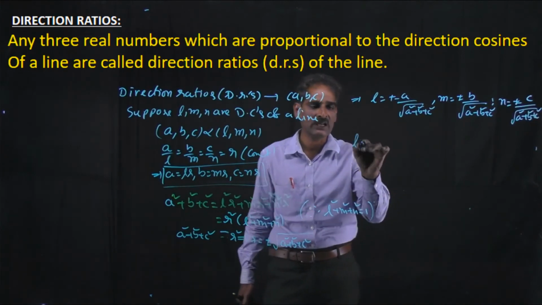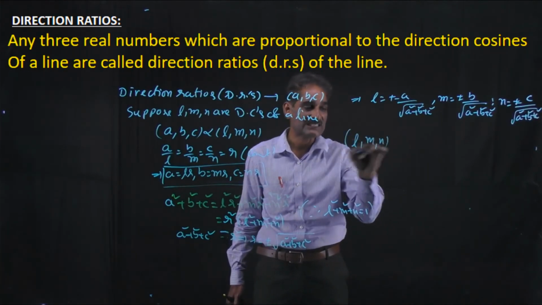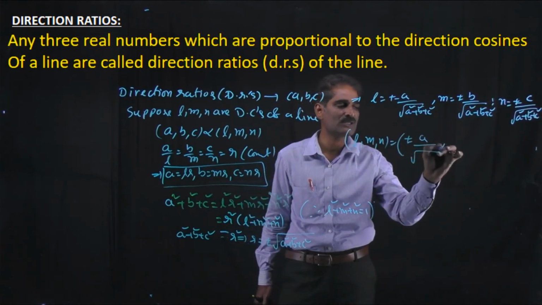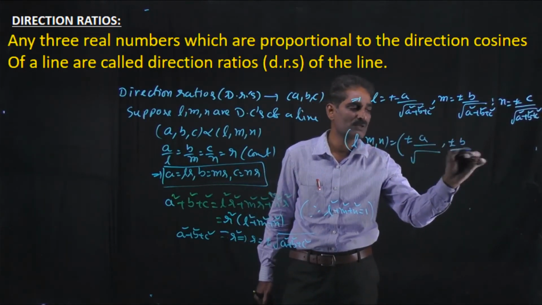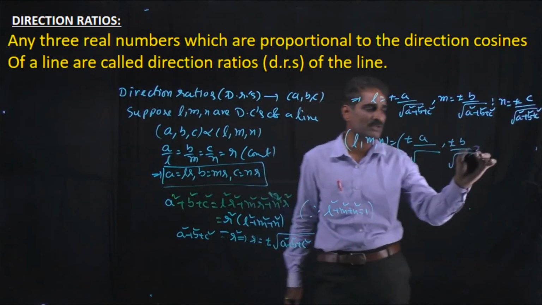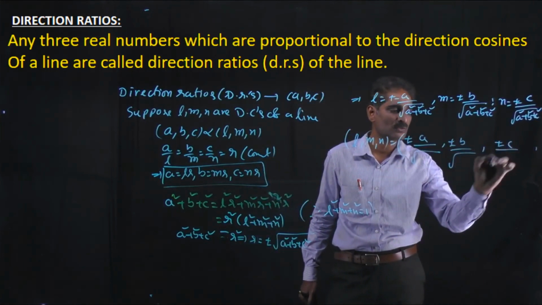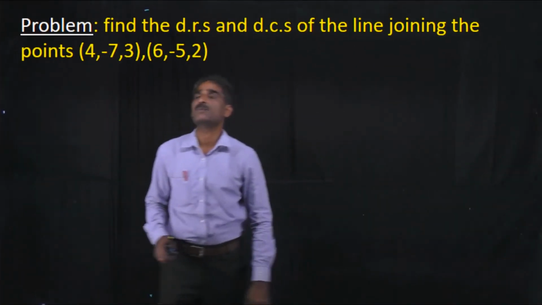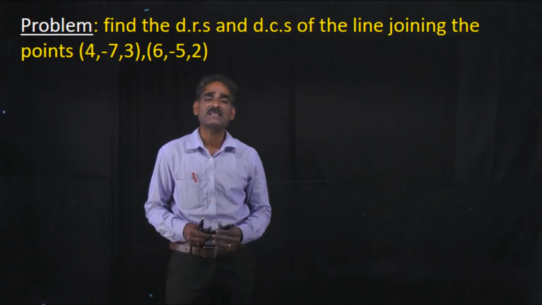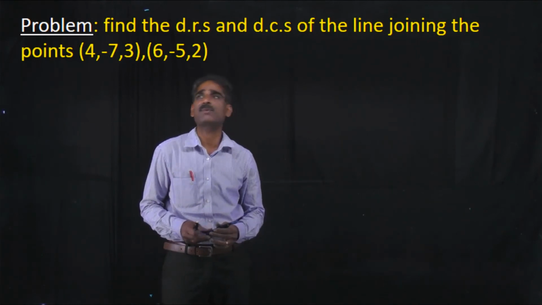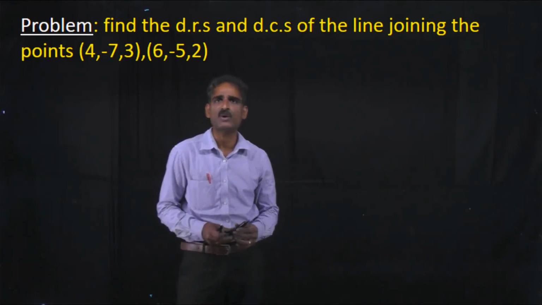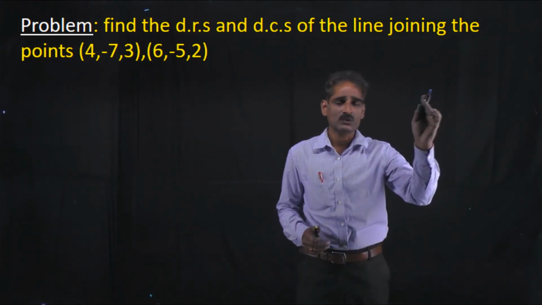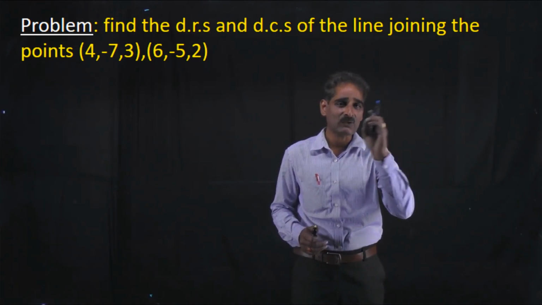Understand? Now L, M, N is equal to plus or minus A by root of A square plus B square plus C square, plus or minus B by root of A square plus B square plus C square, and plus or minus C by root of A square plus B square plus C square. See this problem? Find the DRs and DCs of the line joining the 2 points. Okay, before going to the problem, we have to recall one concept.